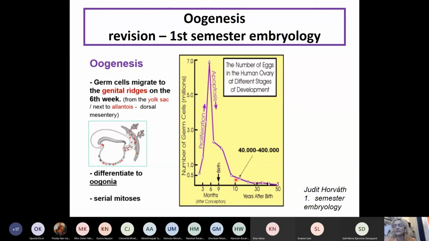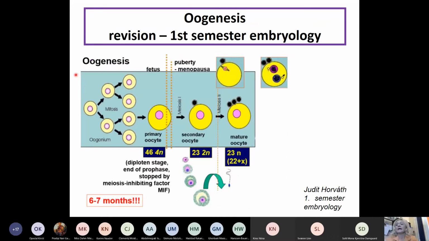Maybe you remember these graphs, and you remember the number is continuously decreasing. And this was oogenesis, one entire topic in the first semester with all these numbers that you had to learn. And there are several important differences between oogenesis and spermatogenesis.